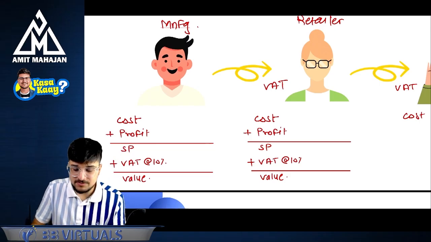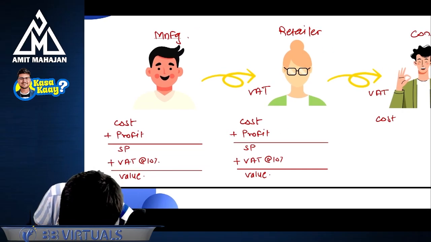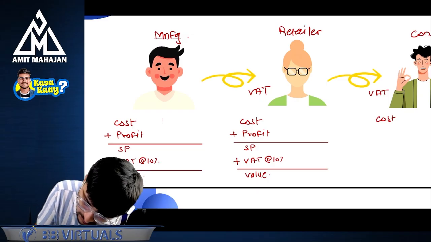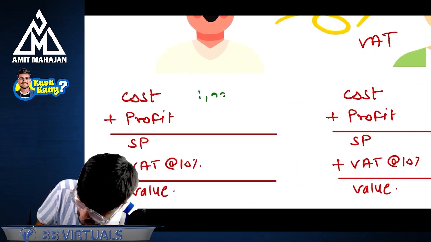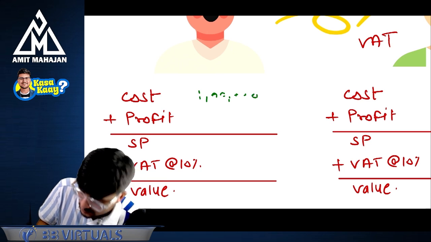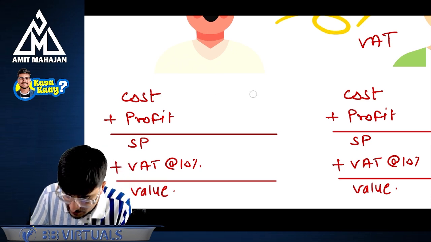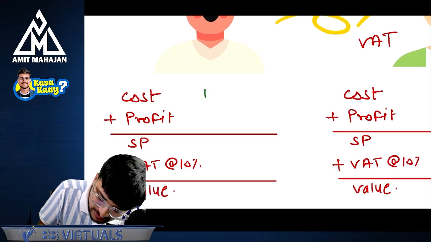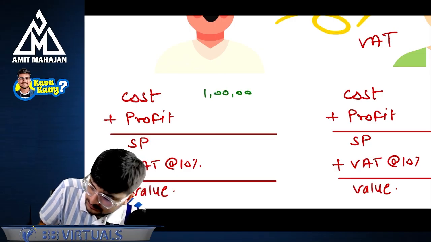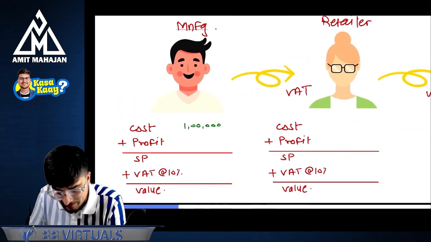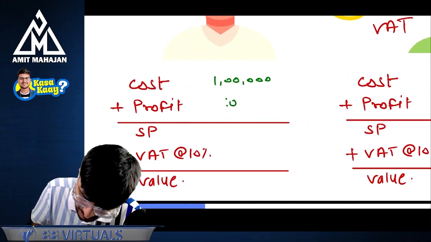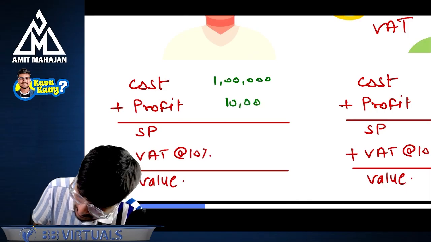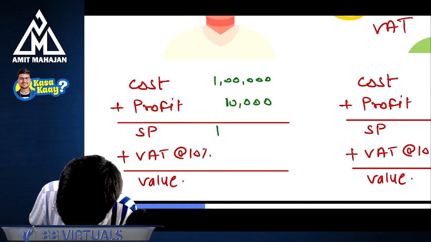Cost for the manufacturer is 1 lakh rupees. Of course, he will also add profit. Profit, say for example, that profit is 10,000. And the selling price comes to 1 lakh 10,000.